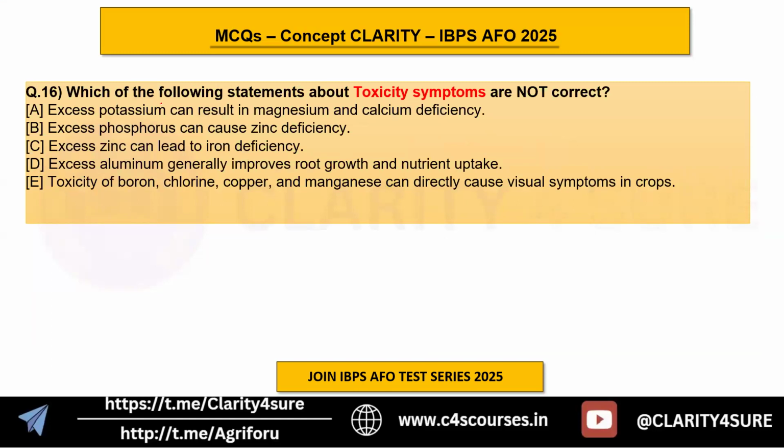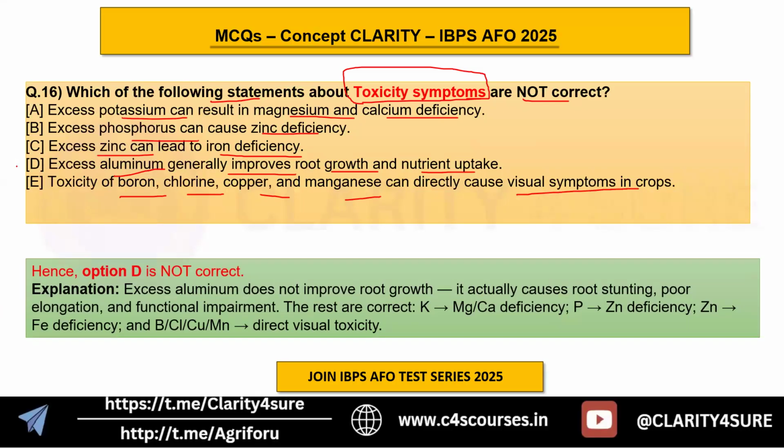The 16th question of today's session is: which of the following statements about the toxicity symptoms are not correct? So we are again moving on to the deficiency and toxic symptoms of the minerals. Excess potassium can result in magnesium and calcium deficiency. Excess phosphorus can cause a zinc deficiency. Excess zinc can lead to iron deficiency. Excess aluminum generally improves root growth and nutrient uptake. And toxicity of boron, chlorine, copper, manganese can directly cause visual symptoms in the crops. So we have to choose the not correct option, and the correct option would be D, which is the not correct one.